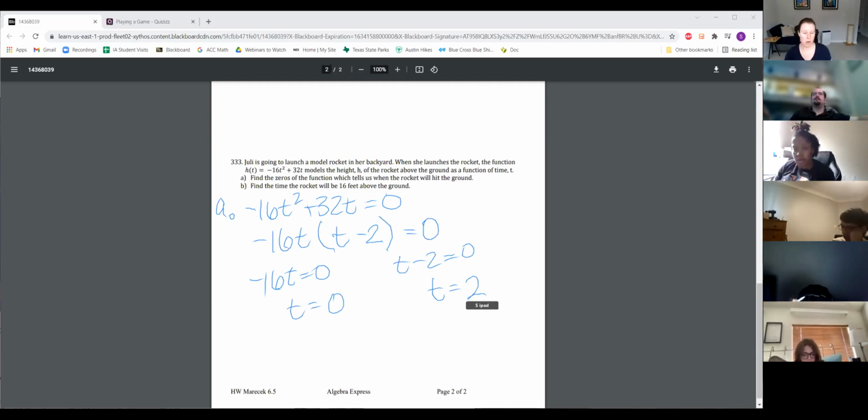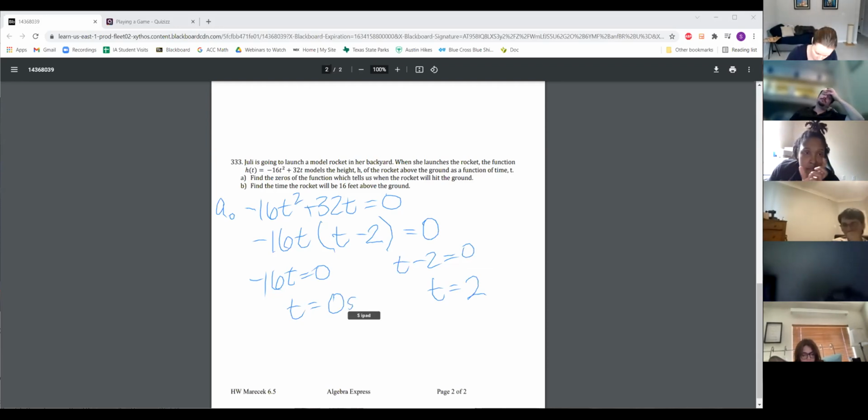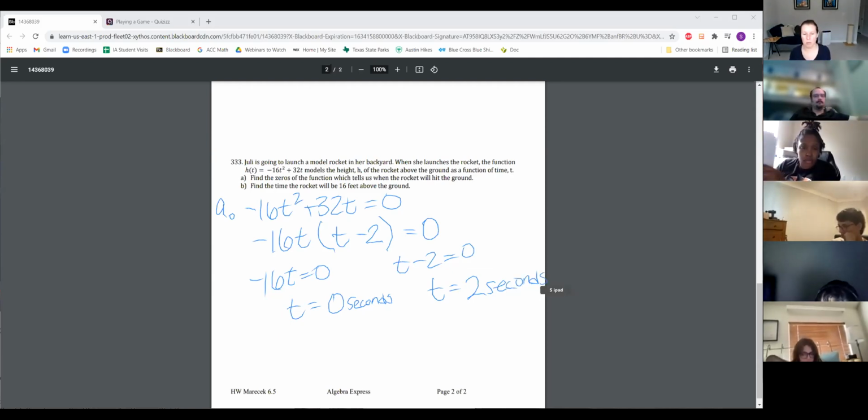Now this is a word problem, so what do we need to make sure we include in our answer? The seconds, I mean, how many seconds? The units, yep. Now, does it make sense that one of our answers is 0? Would the rocket be on the ground at 0 seconds? That makes sense to me, because that's probably before you launch it, right? So at 0 seconds, it's on the ground, makes sense. And then now we know that the rocket took 2 seconds to go up and back down to hit the ground.